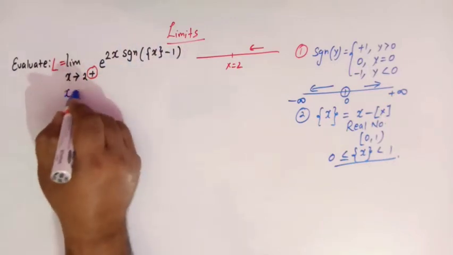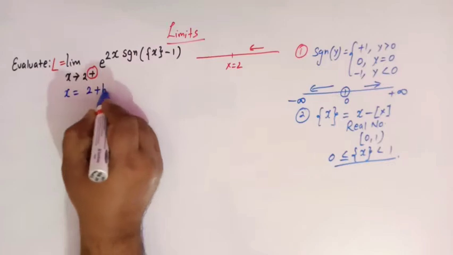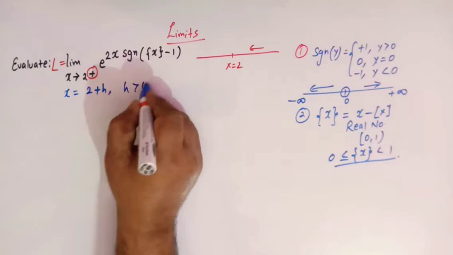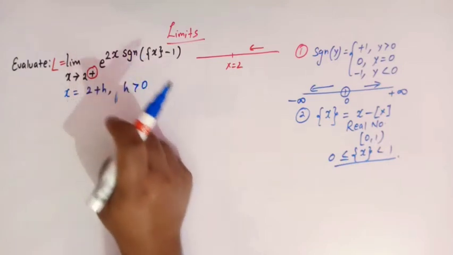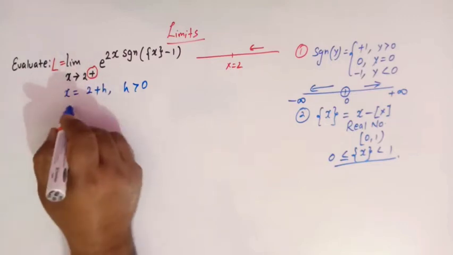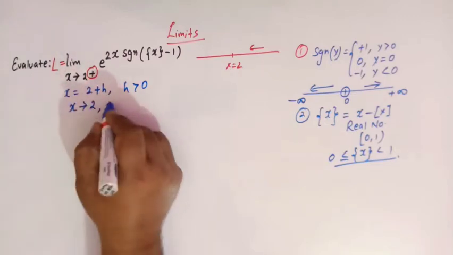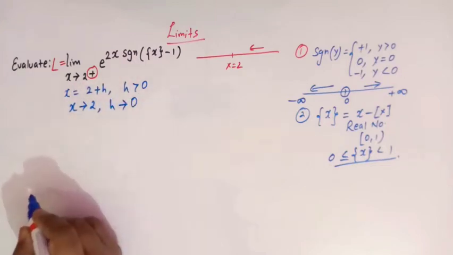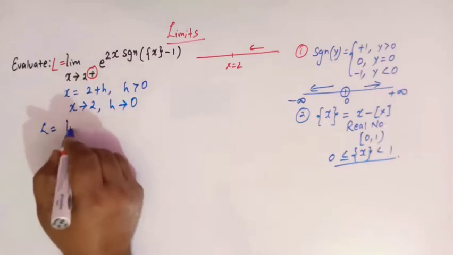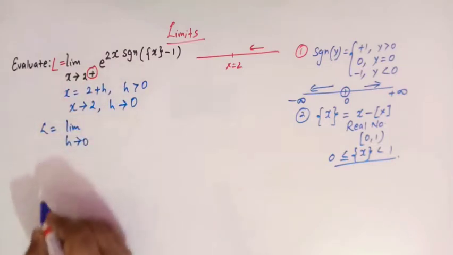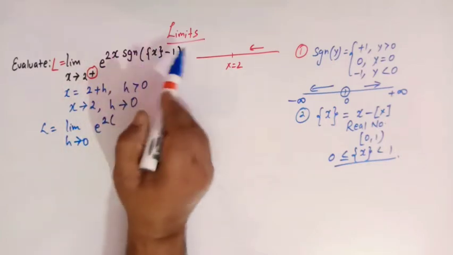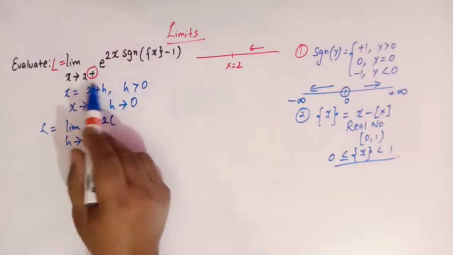So here we'll take x is equal to 2 plus h, right? Here h is a positive quantity, but a very small quantity, right? So we'll take x is equal to 2 plus h, and when x tends to 2, obviously h tends to 0, right? So now we can write this limit L in terms of h. So we have limit h tends to 0, and we have e raised to 2, and in place of x we can replace it by 2 plus h.